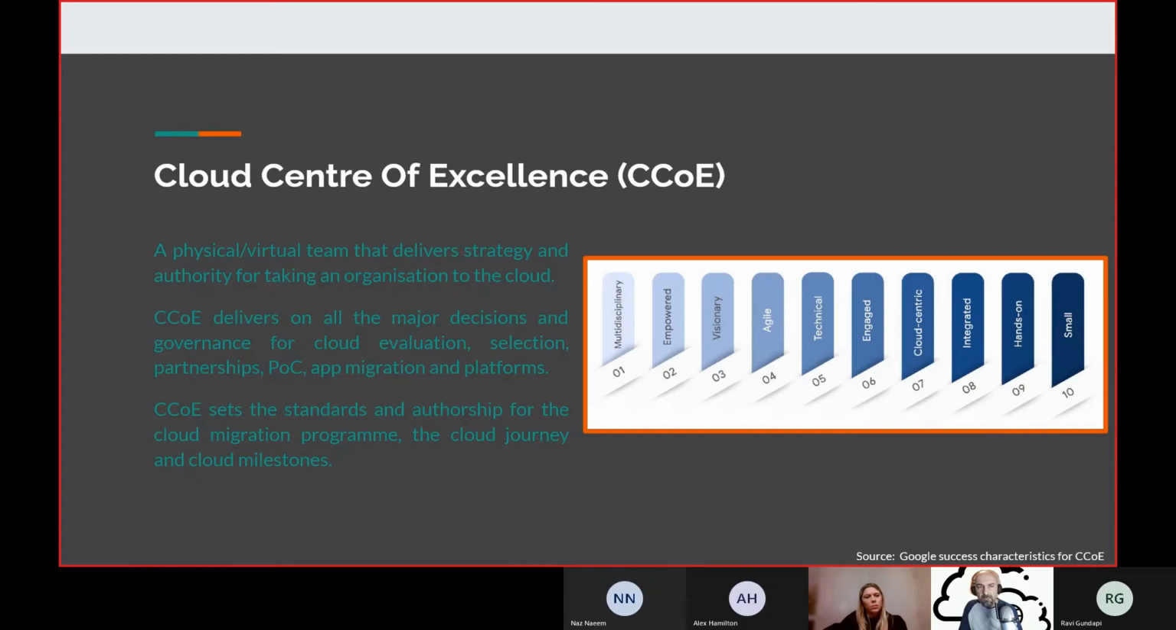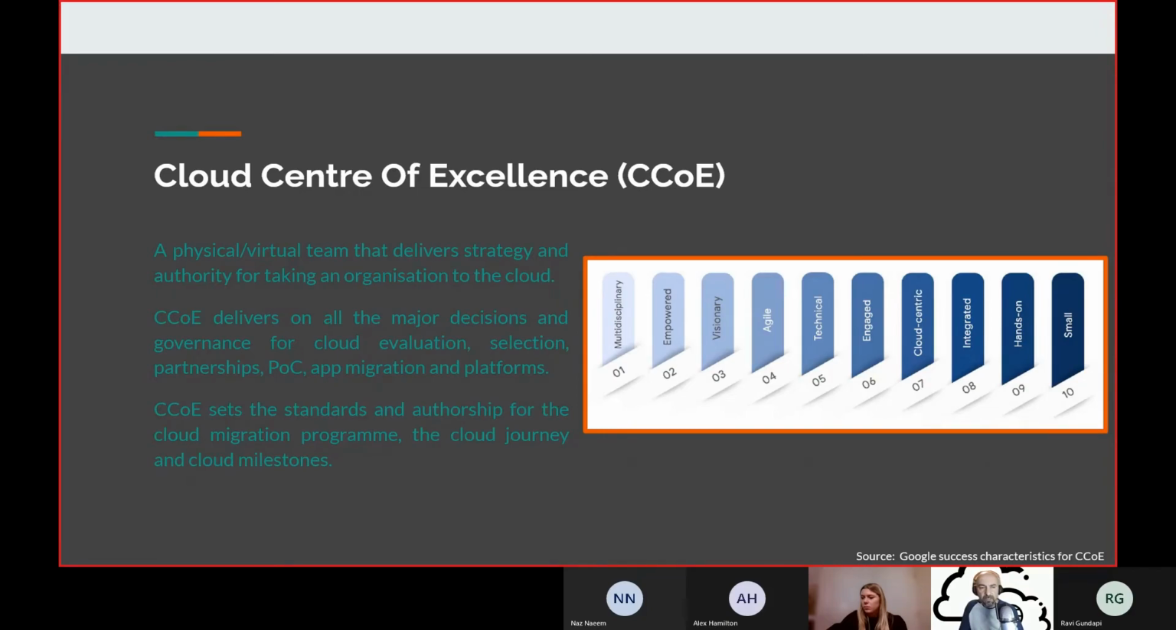So a good place to start would be the formation of a cloud center of excellence, a CCoE. A CCoE is either a physical or virtual team that will essentially deliver the strategy and authority for taking the organization into the cloud. The CCoE delivers on all the major decisions made for that organization: the governance around how cloud platforms will be evaluated, which one will be selected, what partners you want to have to help you on that journey, which proofs of concept you might want to perform, and also an inventory of all the applications that you have, which ones are low-hanging fruit, and how those can be migrated into the public cloud as well.